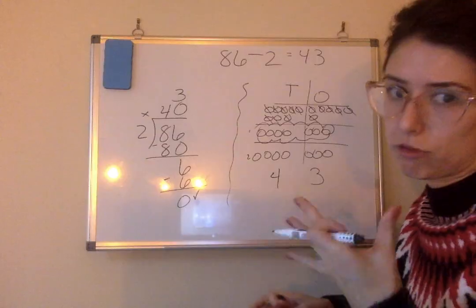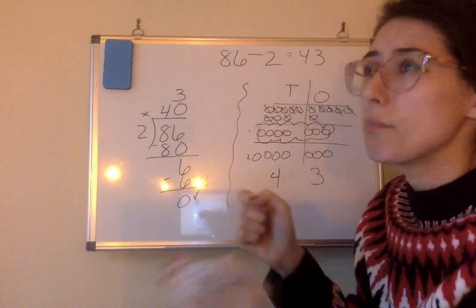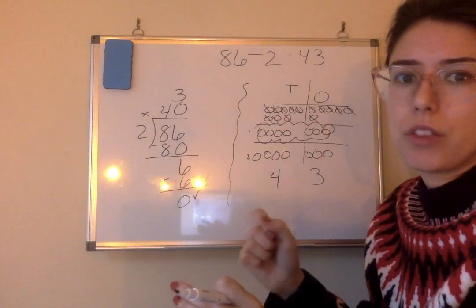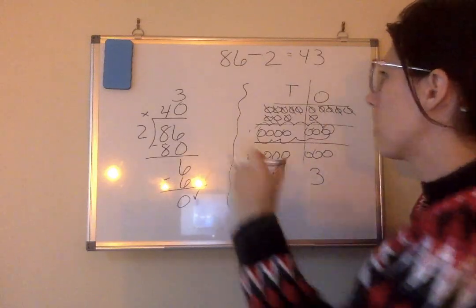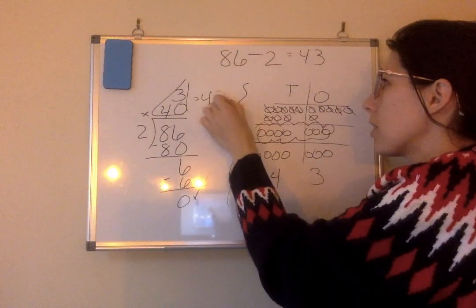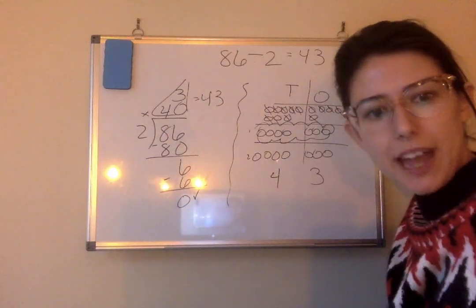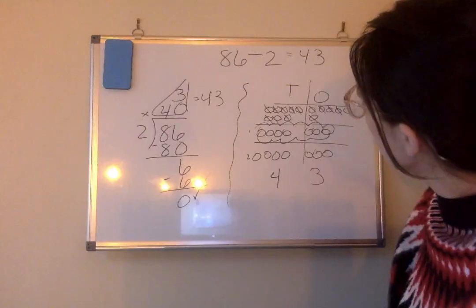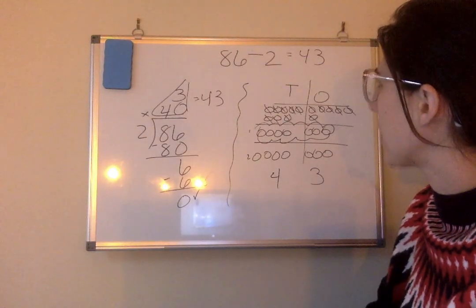We have no remainders. Our next module is going to be working with remainders when we divide. So it's called vertical form because it goes up. 43. There you have it. So a couple different strategies to divide.